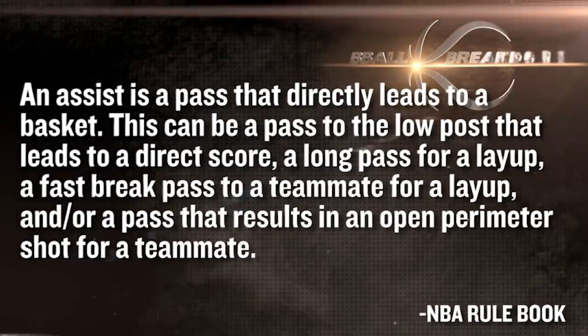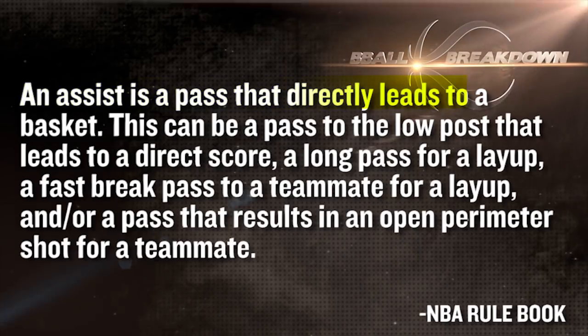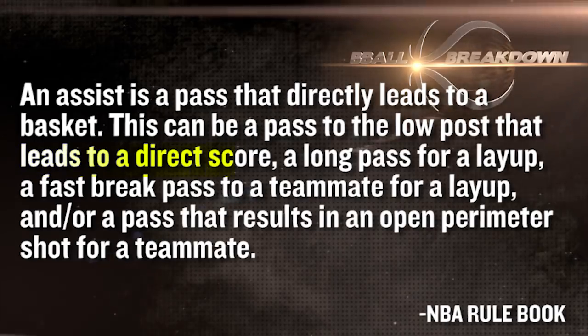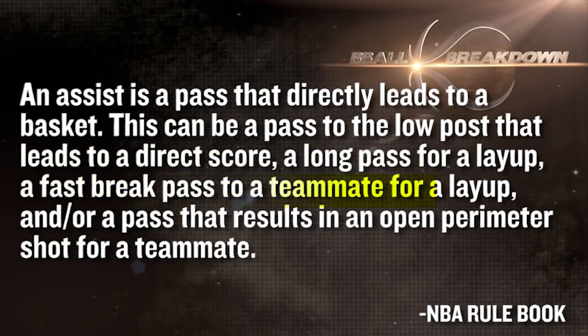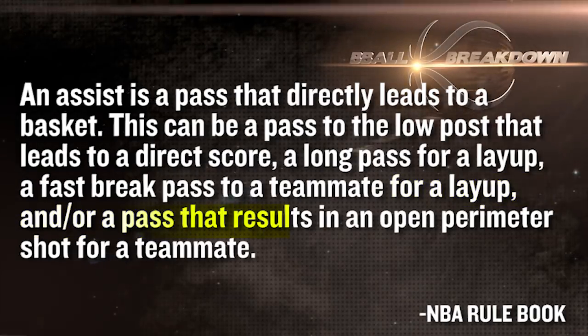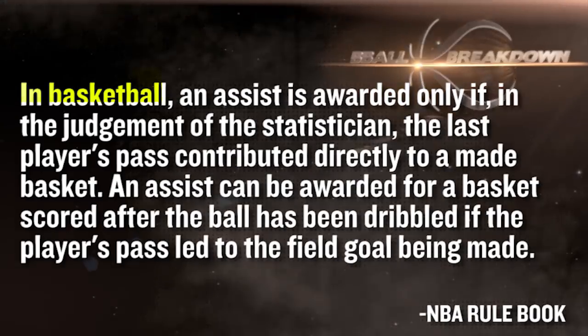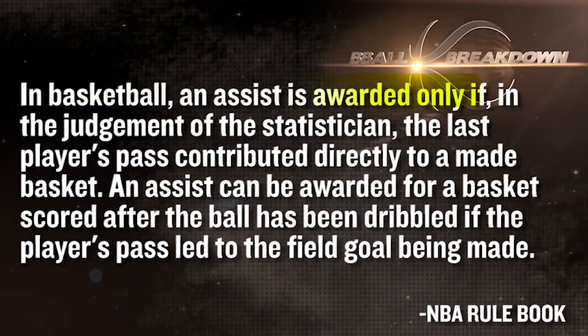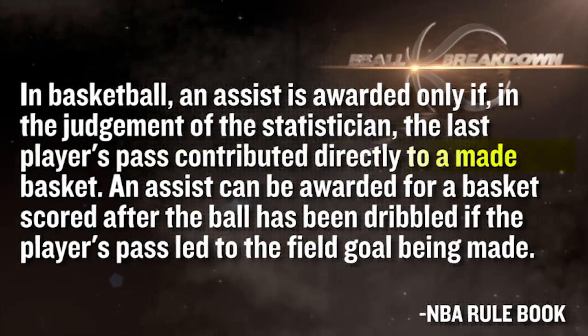But let's look at the definition of an assist for a moment. An assist is a pass that directly leads to a basket. This could be a pass to the low post that leads to a direct score, a long pass for a layup, a fast break pass to a teammate for a layup, and/or a pass that results in an open perimeter shot for a teammate. In basketball, an assist is awarded only if, in the judgment of the statistician, the last player's pass contributed directly to a made basket.